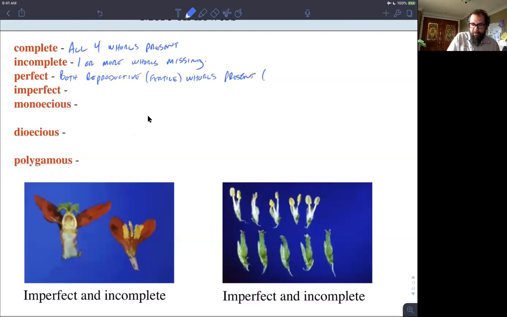So we have both our androecium and gynoecium. So this is like the flowers we just saw, a hermaphroditic flower that has both stamens and pistils, so both stamens and carpels. An imperfect flower is unisexual. And so one reproductive whorl is missing.